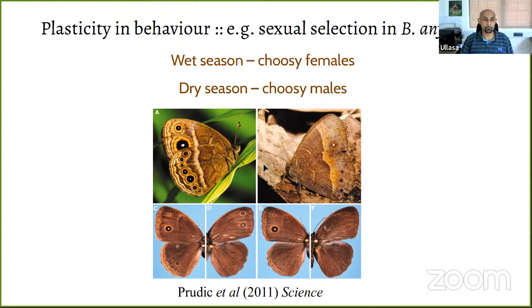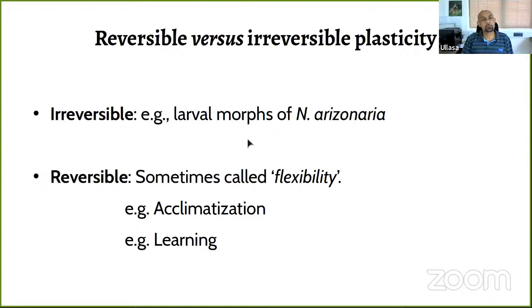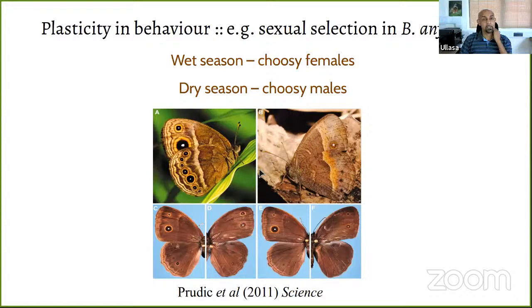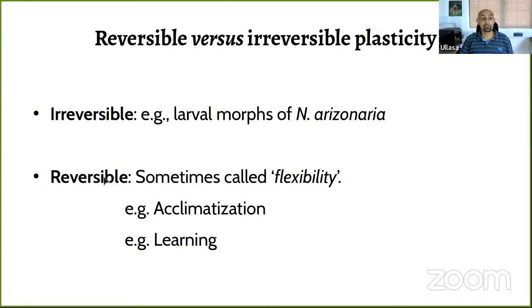In fact, we've been talking about two kinds of plasticity. In the case of the larval morphs of the masquerading caterpillar, Nemoria arizonaria, and in the case of Bicyclus anynana here, the plasticity is not reversible. Once the adult wing patterns are formed, they have that for the rest of their lifespan. But there are other examples of plasticity which is reversible. Some people call this flexibility. Of course, there are others who would find a difference between reversible plasticity and flexibility, but I will not get into that.